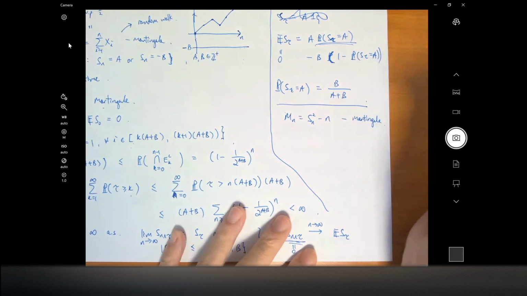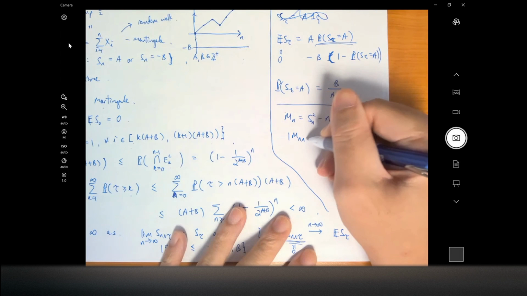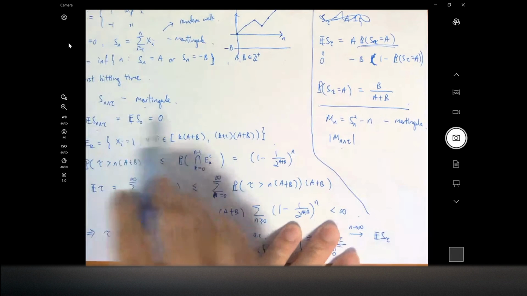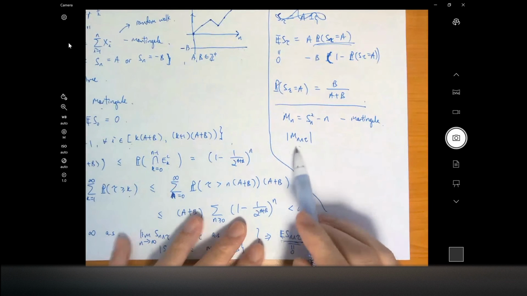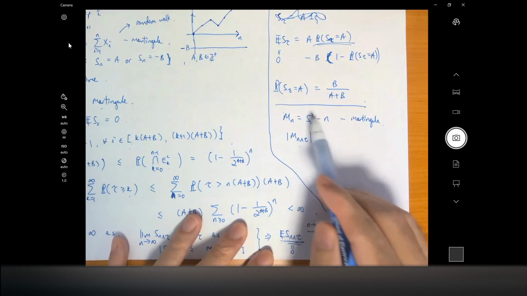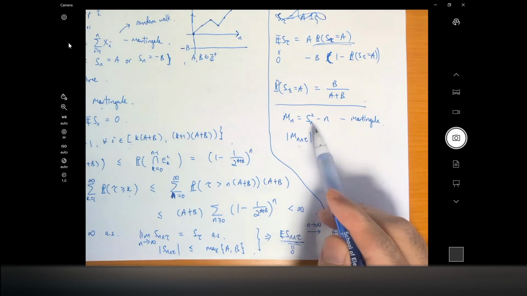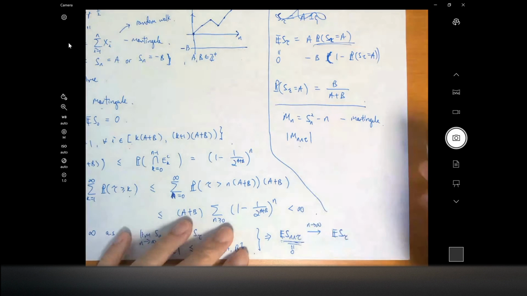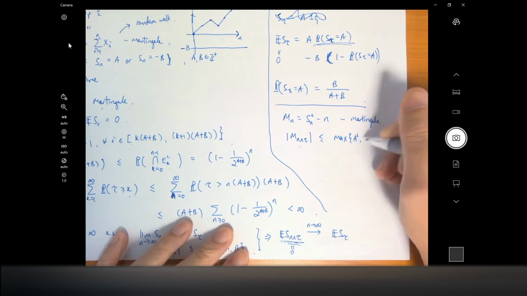So now we can again make use of the DCT. First of all, we observe that this itself is also a martingale, as we saw just now. By the martingale transform theorem, this is also a martingale. But this is also bounded, because S_n, the absolute value, is bounded by A or B, the maximum of A or B. So this is bounded by max of A squared, B squared.